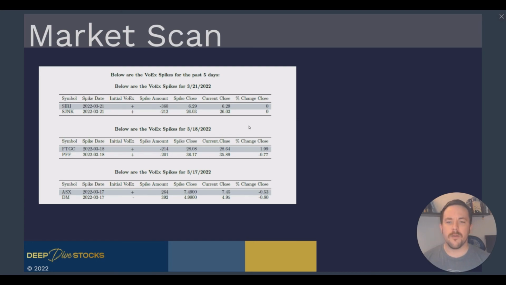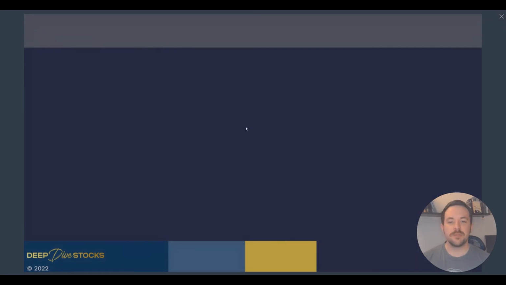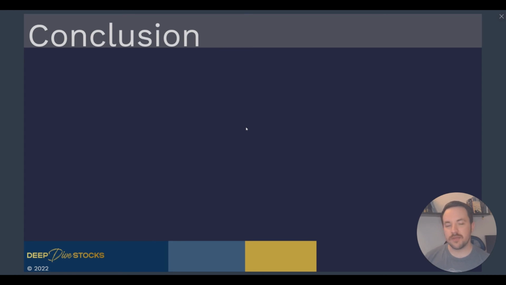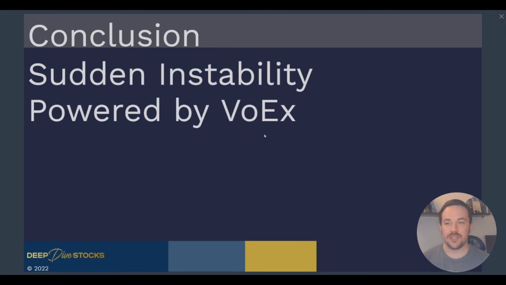This market scan, ironically, does only include the negative predictions, but this has been patched, or is going to be patched, to start including positive predictions as well. But we can see it's a pretty handy tool, so that you don't have to spend all that much time scanning the market for these events, when the market scan can just do it for you. It's driven by an algorithm. The results are there, the data are there, and it gets delivered right to you. So in conclusion, VoEx spikes are a measure of this sudden instability. It's powered by VoEx, which is, I love it. It's Deep Dive Stocks. It's my favorite toy.